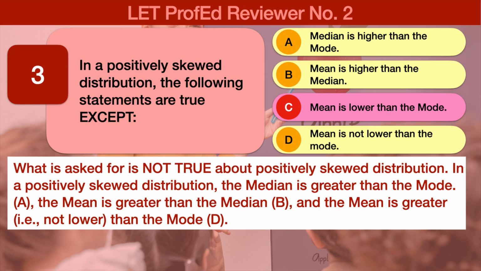The correct answer is C. Mean is lower than the mode. What is asked for is not true about positively skewed distribution. In a positively skewed distribution, the median is greater than the mode, the mean is greater than the median, and the mean is greater, that is, not lower, than the mode.